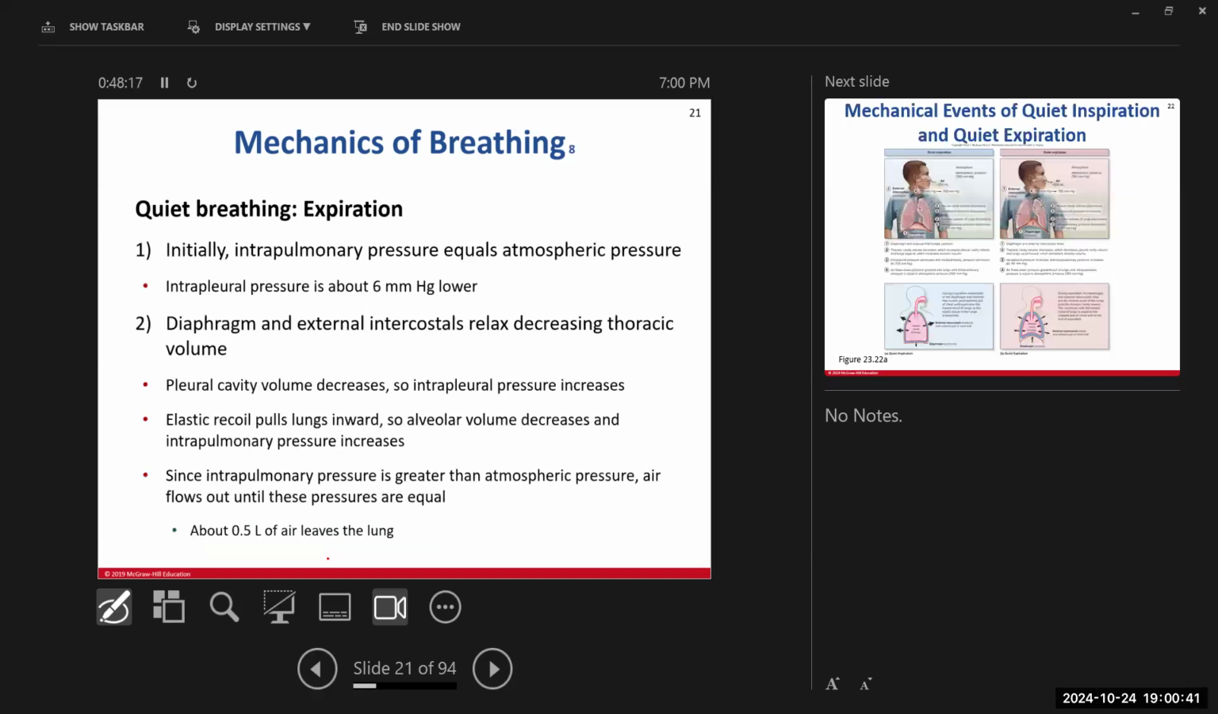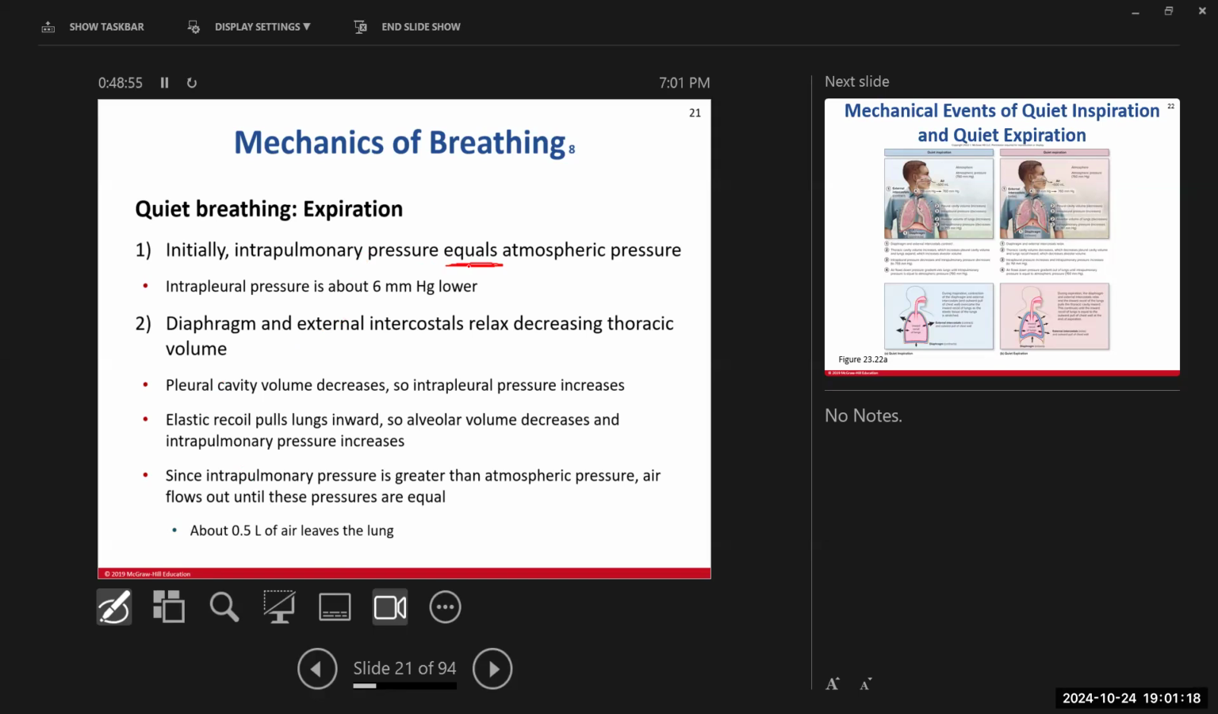Well, guess what? Expiration is pretty easy to learn too, because now what are we going to do? We're going to relax everything. So here's what happens. The diaphragm goes back to its dome-like position, and the external intercostals relax and lower the ribs back down. Like I said, the only times that the intrapulmonary pressure and the atmospheric pressure are ever equal is at the end of inspiration and at the end of expiration.